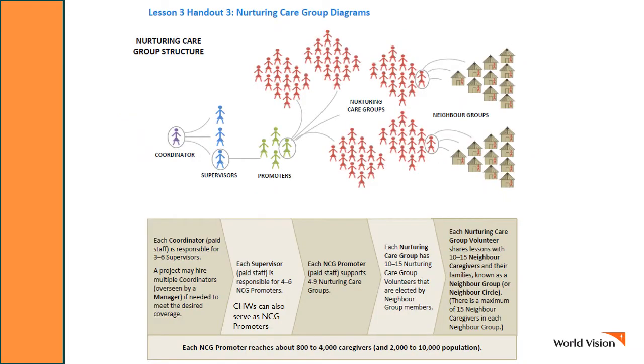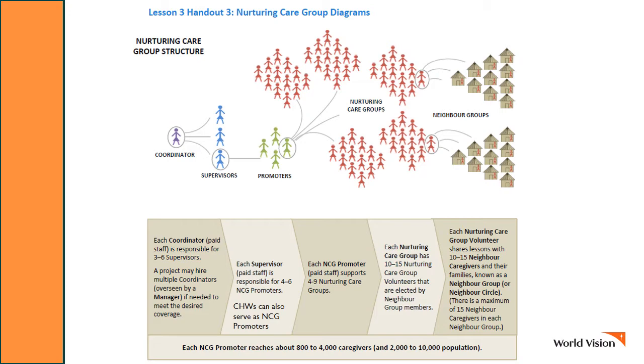So this is what the model looks like. Let's start over here on the right. Each Nurturing Care Group volunteer shares lessons with 10 to 15 neighbor caregivers and their families, known as a neighbor group or neighbor circle. Now, these Nurturing Care Group volunteers are chosen by those 15 caregivers when you bring them together, and we'll talk about why that's important later on.